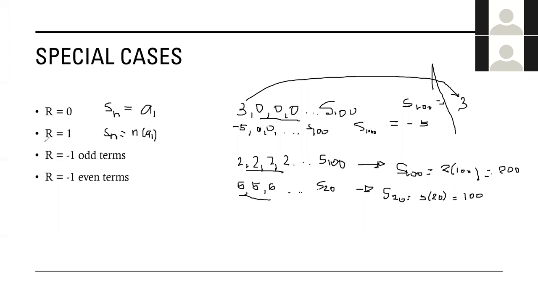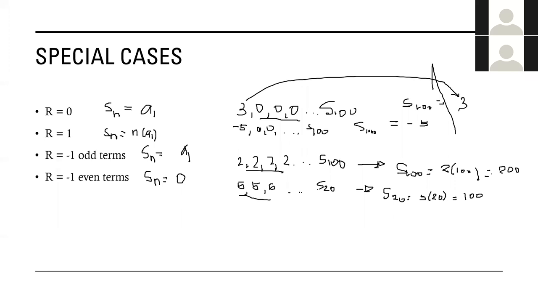Okay po. Ngayon, nagkaroon tayo ng dalawang sitwasyon kapag R equals negative 1: odd terms at even terms. Pag sinabi natin odds, 1, 3, 5, 7, 9. Kapag even, 2, 4, 6, 8. Bakit po? If the number of terms is odd, S sub N is equal to A sub 1. If it is even, this is equal to 0.